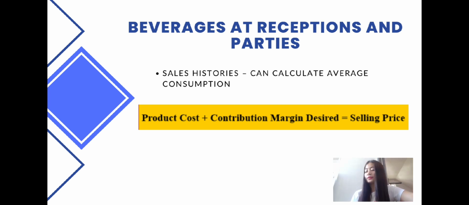Moving on, sales histories can be used to calculate average consumption. For example, you can calculate average sales per month by taking the value of sales over a year and dividing by 12, the number of months in the year. Lastly, then use the formula. The formula is product cost plus contribution margin desired equals selling price. The contribution margin pricing method sets the price of a menu item by adding the desired profit per customer to the average price of the total cost per customer.